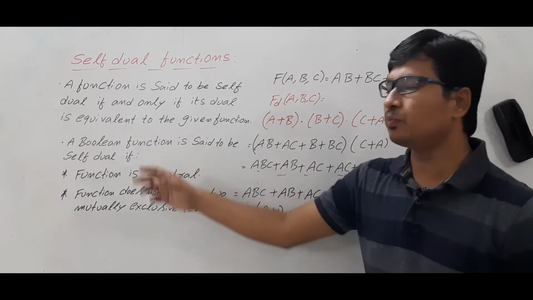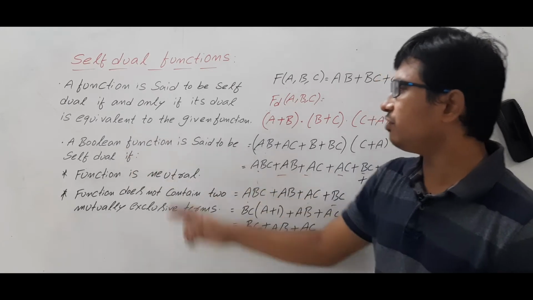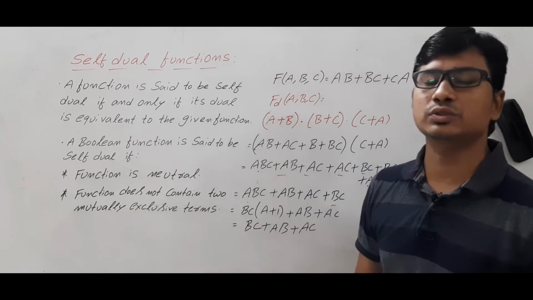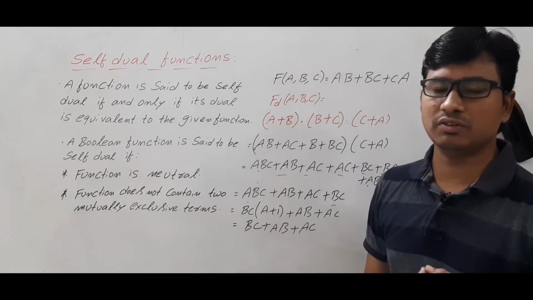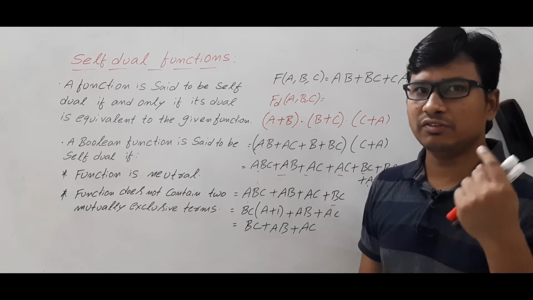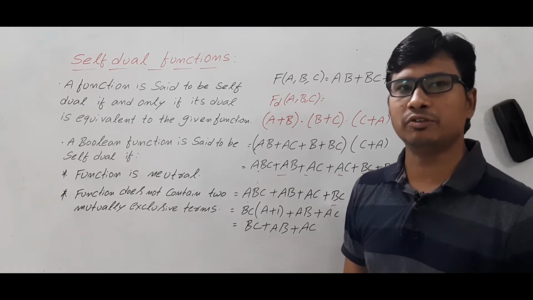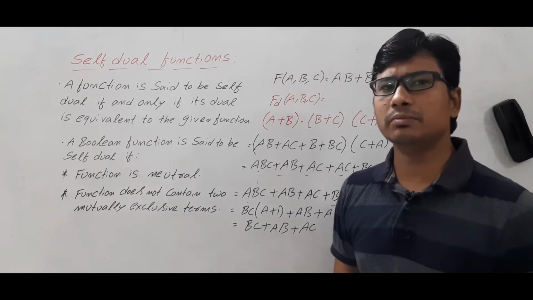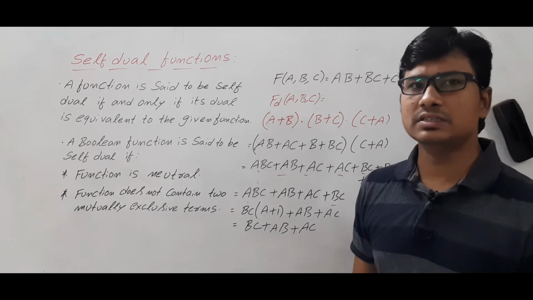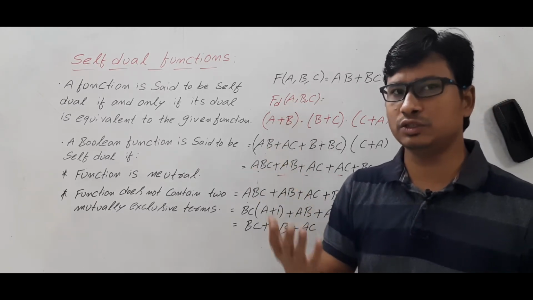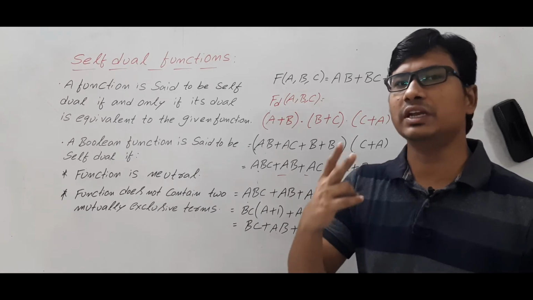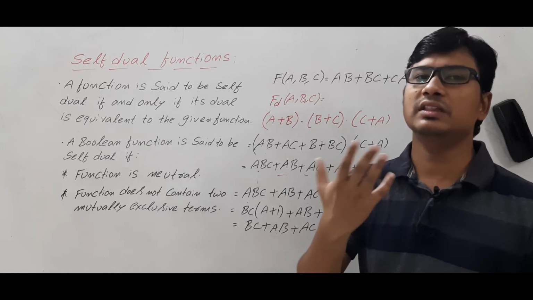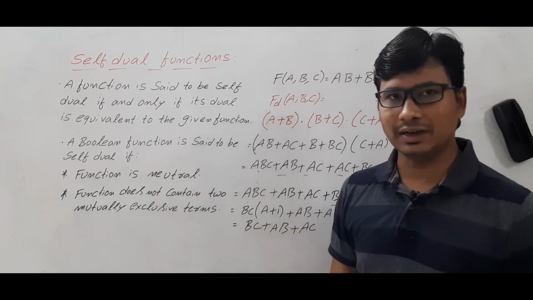Now another important point is that a Boolean function is said to be self-dual if and only if the function is neutral. Already we have discussed what a neutral function is. If the number of min terms is equal to the number of max terms, then I can say that the given function is a neutral function. What is meant by number of min terms? The function will produce output either 0 or 1. So if the number of ones is equal to the number of zeros in the output of the function, then I can say the function is neutral. Am I right or wrong?